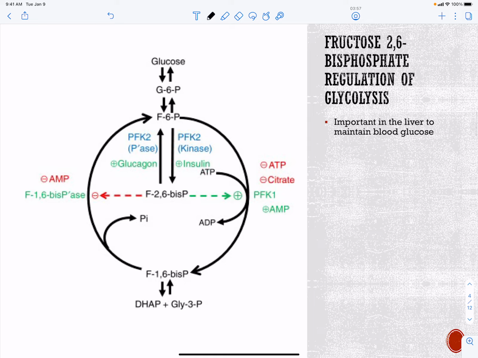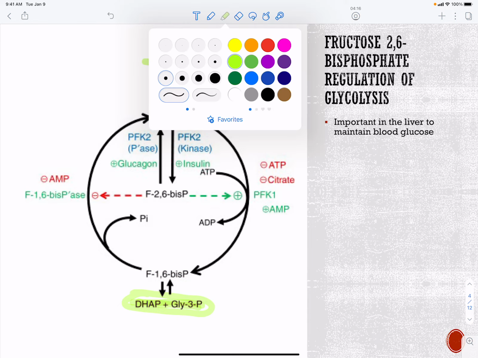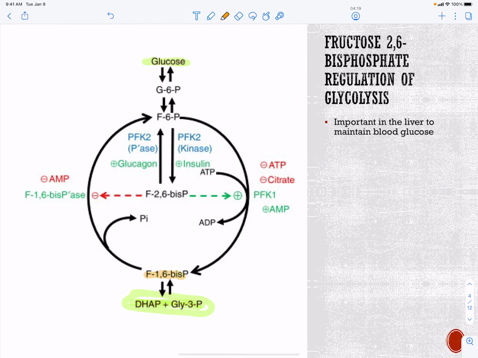So, fructose 2,6-bisphosphate regulation of glycolysis. Again, let's see what's going on here. First we have glucose on this end, and we have our triose sugars over here. You have your DHAP and your glyceraldehyde 3-phosphate. In addition, you have your fructose 1,6-bisphosphate. Remember, this is the one that's the rate limiting step. So you're going to have your fructose 2,6-bisphosphate regulate the formation of fructose 1,6-bisphosphate.